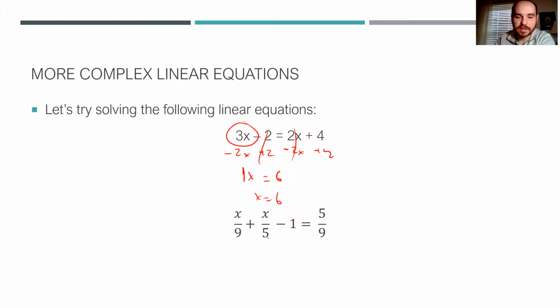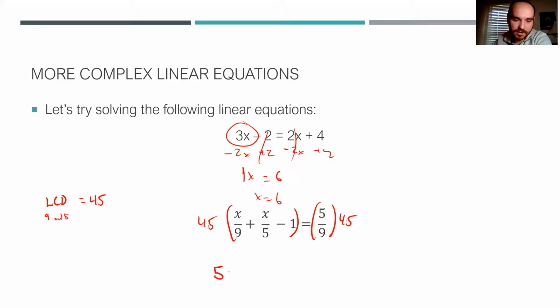So in this case, you have 9 and 5. The least common denominator of 9 and 5 is 45. So we want to multiply everything in our equation on both sides by 45, which will give us 5x. So you have 45x over 9, this is 5x. And then you'd have 45x over 5, which equals 9x.